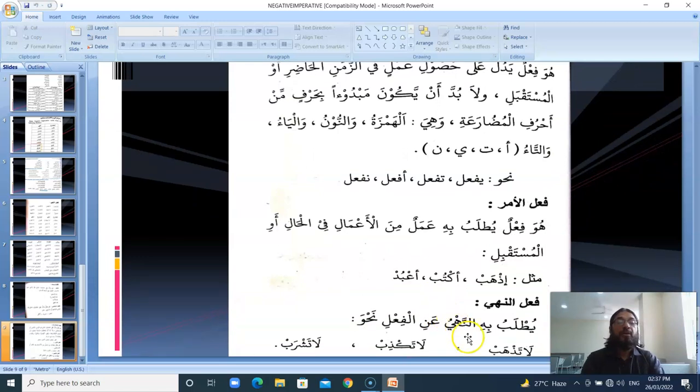فعل النهي يطلب به النهي عن الفعل. So, negative imperative tense is a verb denoting a prohibitory command. يطلب به النهي, prohibitory command. Like لا تذهب, don't go. لا تكذب, don't tell lies. لا تشرب, don't drink.